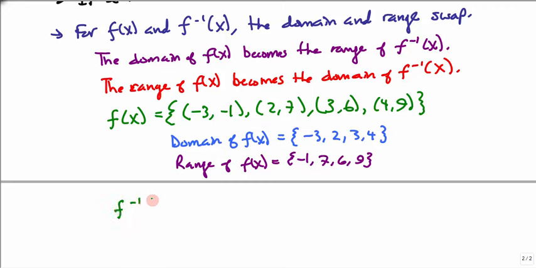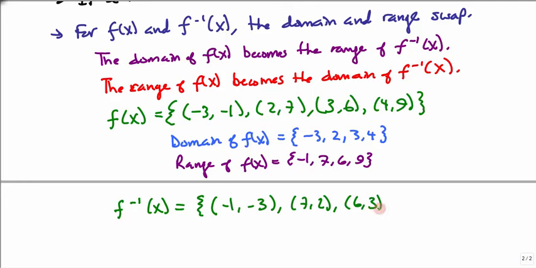So my inverse function, the domain and the range swap. So these ordered pairs would swap. So this would become the ordered pair -1, -3, 7, 2, 3, 6 would become 6, 3, and 4, 9 would become 9, 4. So the domain and the range swap.